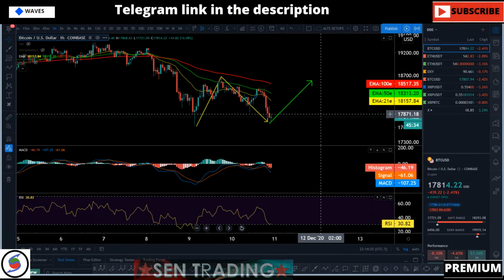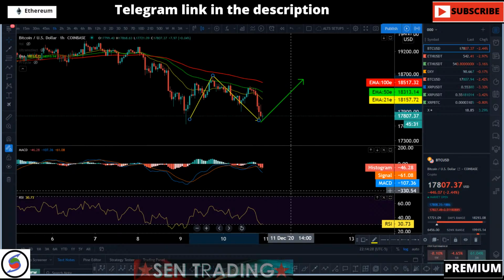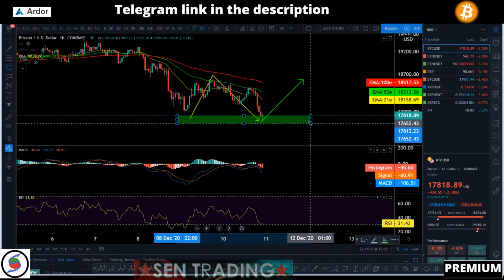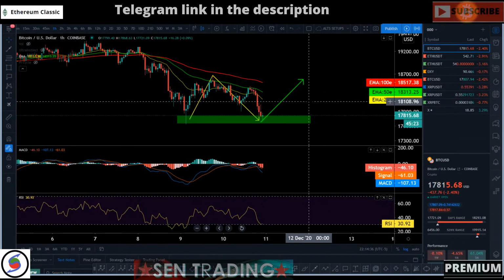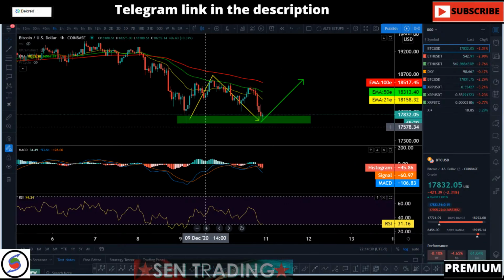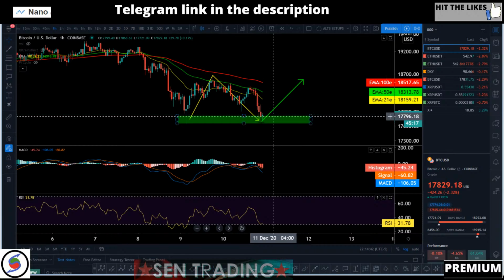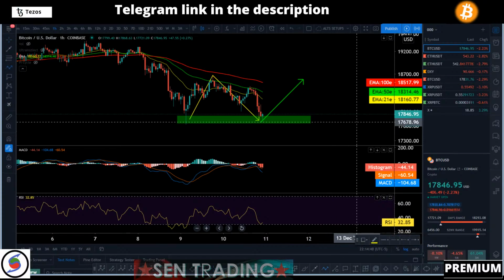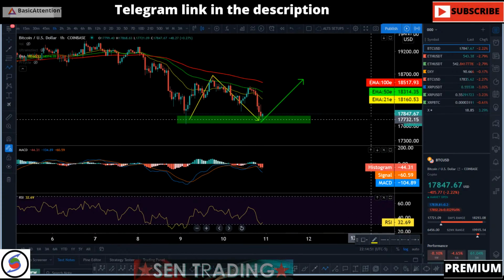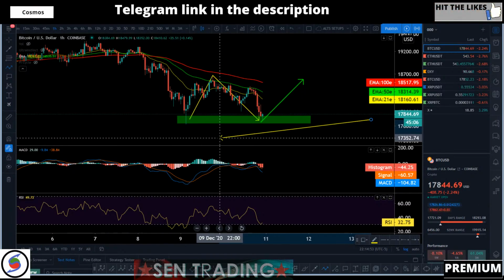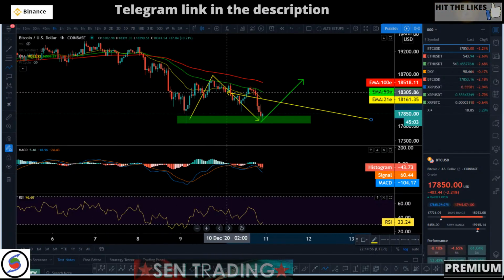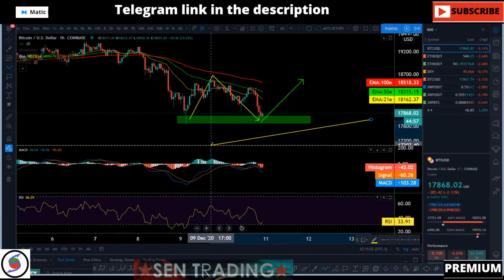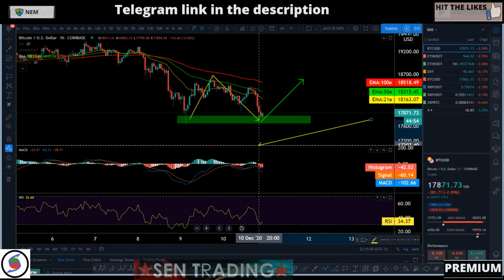All right, so that's what I'm looking for on the lower degree. I'm looking for a possible temporary support right there. If we do not break it, that could trigger short-term bullishness. And as we said in my short-term update, our next challenge is on the lower degree. Right now I really don't care what the 2-day time frame is going to be doing, because you just want to focus on the bullish divergence on the hourly until you lose it.